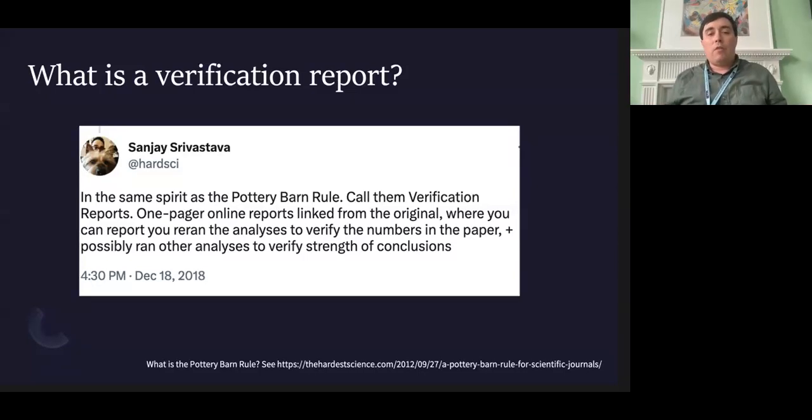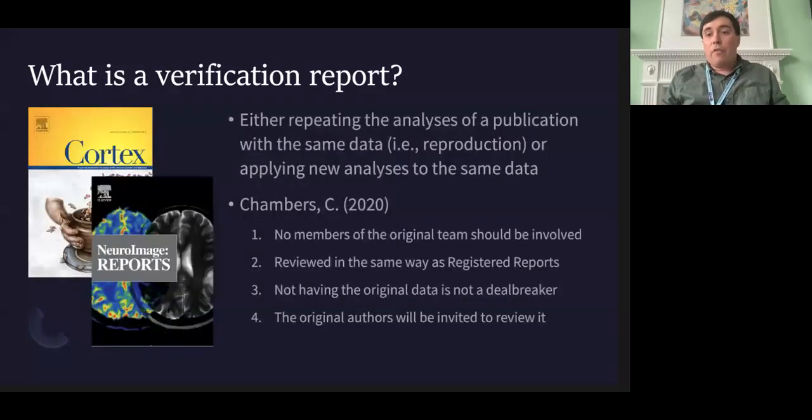There should be one-page online reports linked to the original, where you can report you ran the analysis to verify the numbers in the paper, and maybe do other analysis to verify the strength of conclusions. And it's this idea that if you're a journal, if you publish something, you're not just responsible for publishing that particular paper, you are responsible for whether it is replicable. You're responsible for how transparent it is, how open it is, and whether other people can create the same findings. So once you publish a study, the journal should own its replicability, or at least a good part of it. So from that tweet, verification reports were born.